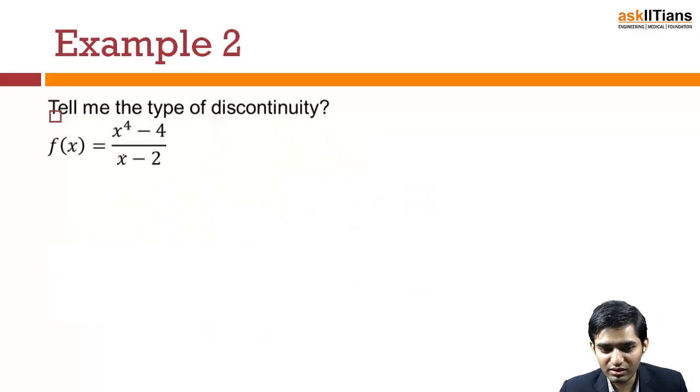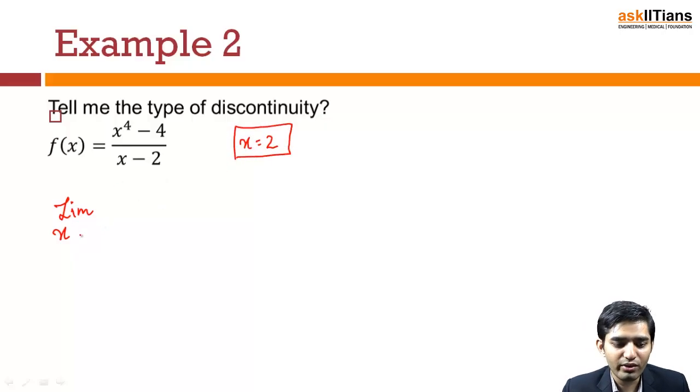Let us see the second example. The next example is this: (x power 4 minus 16) divided by (x minus 2). Now again find the limit of this function. This function is discontinuous at x equal to 2 because it is the critical point. So at x equal to 2 I will find the limit. You can just factorize.